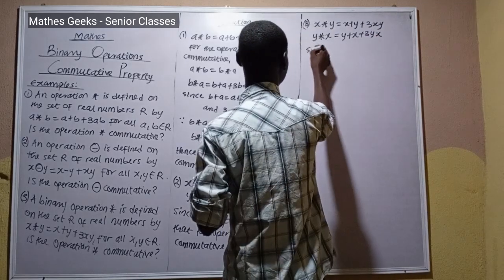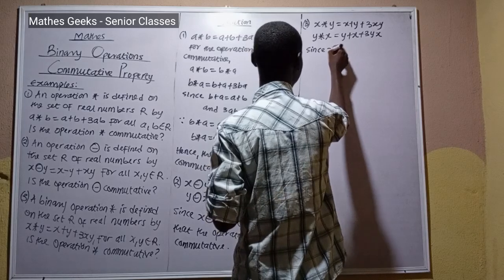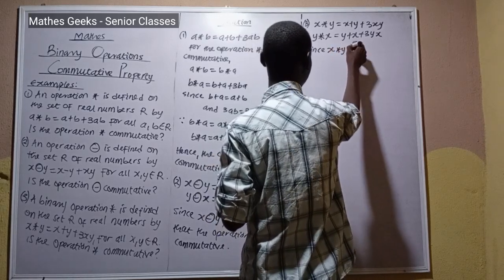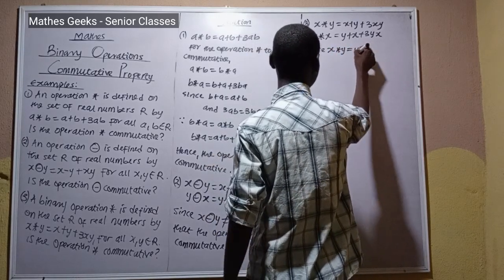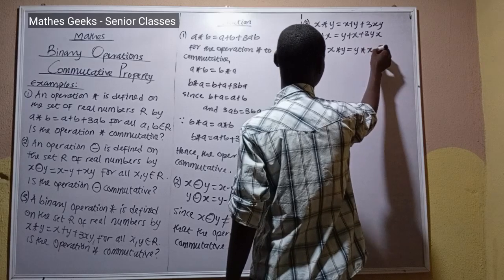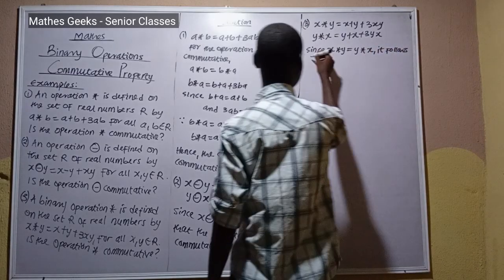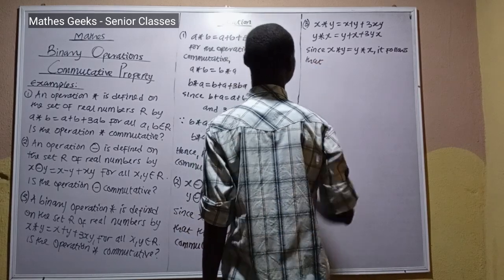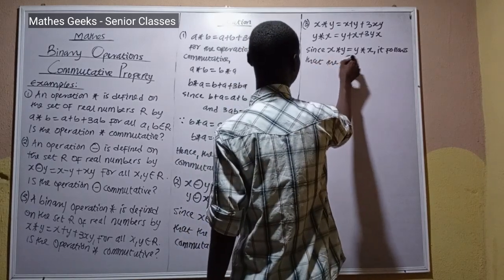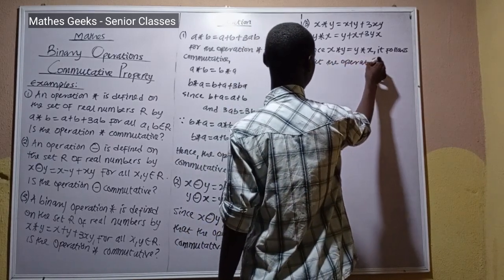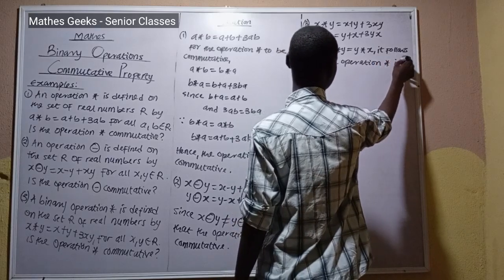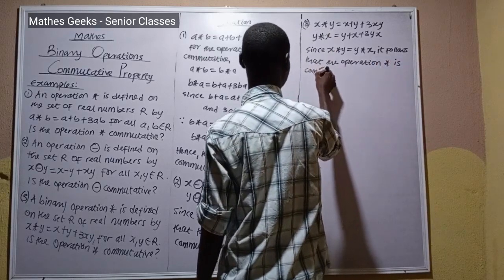So with this we can say since x star y is equal to y star x, it follows that the operation star is commutative.